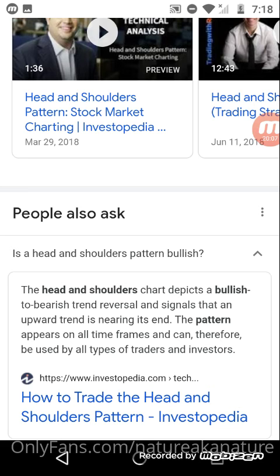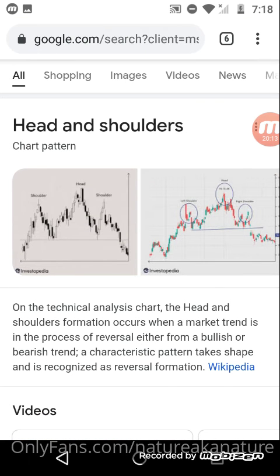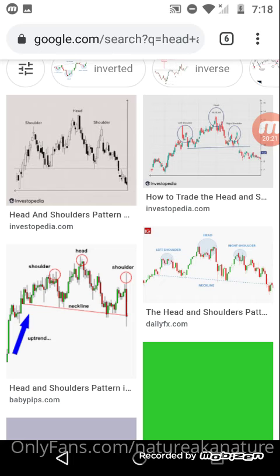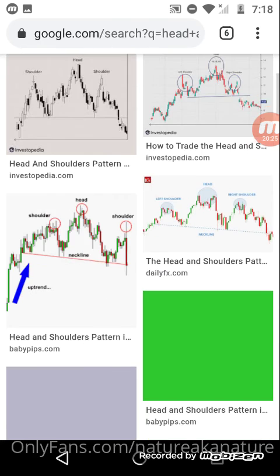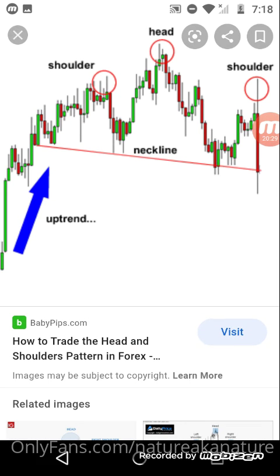Sometimes it'll consolidate before it makes that last shoulder. As you can see, it had to consolidate at the bottom right here, and then the shoulder's all the way over here. Once it makes that last shoulder, oh yeah, it's going down. So you're going to see this on the uptrend, and here's the neckline. You got the neck, the shoulders, the head, the neckline, the uptrend. So this is a head and shoulders reversal pattern.